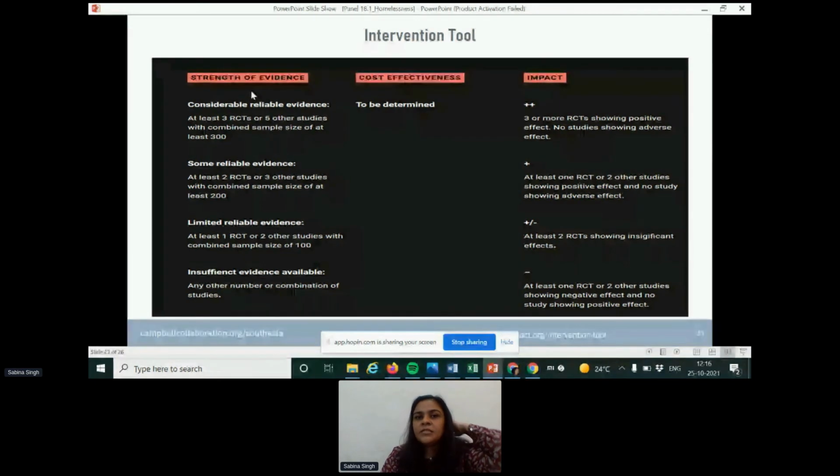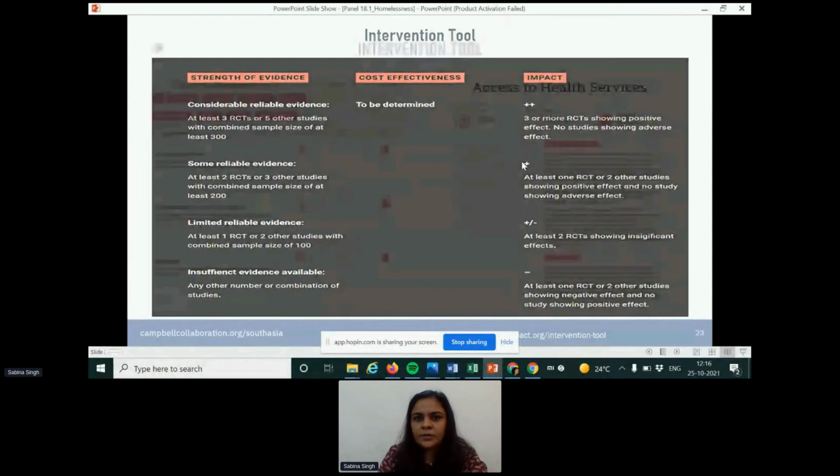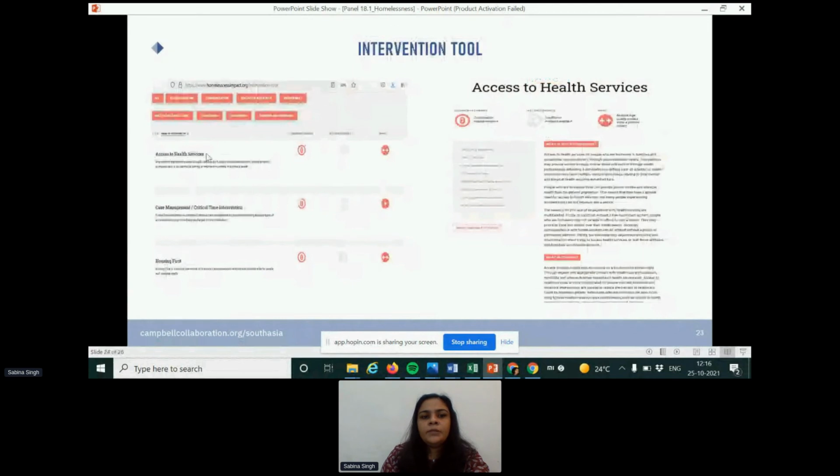We did come up with this intervention tool, which had three columns indicating the strength of evidence, whether the intervention was cost effective, and what impact it made. These symbols, the two pluses and plus-minus, are all just codes, and I will show on the next slide how it is done. For example, access to health services has considerable strength of evidence, a good body of evidence, and it's quite impactful, but we didn't have cost effectiveness studies here.